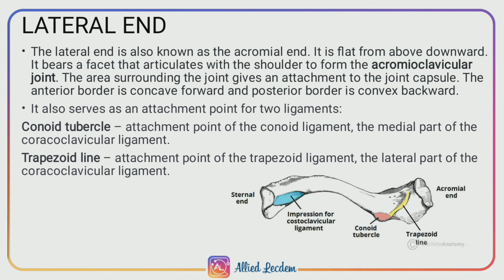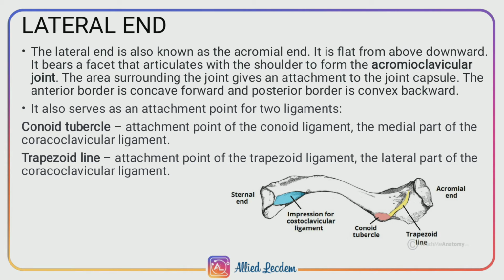Next is the lateral end. The lateral end is also known as the acromial end. It is flat from above downward. It bears a facet that articulates with the acromion of the scapula to form the acromioclavicular joint. The area surrounding the joint gives attachment to the joint capsule, and the anterior border is concave forward and the posterior is convex. As we saw, it also has attachments, namely the conoid tubercle and the trapezoid line.